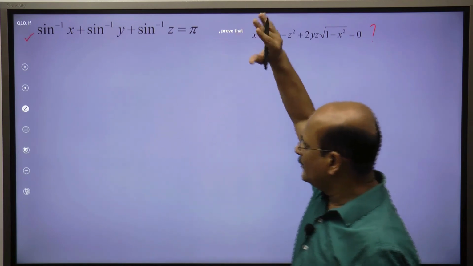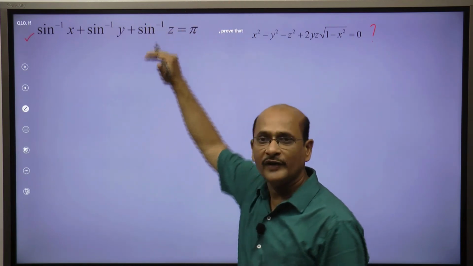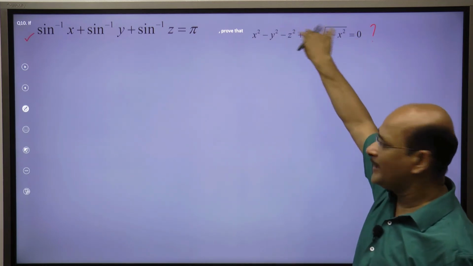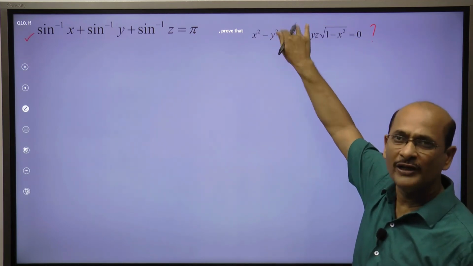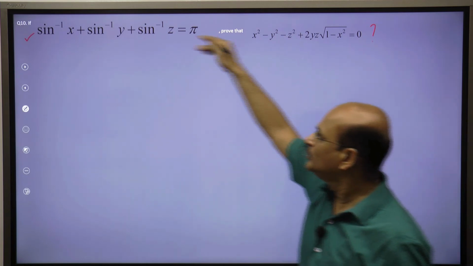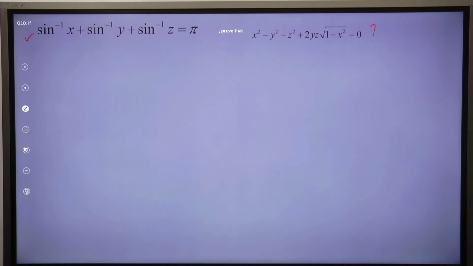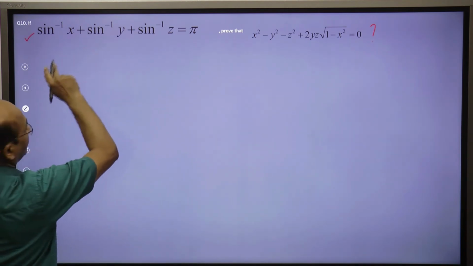In this case, they had given the equation in terms of inverse ratios, and they are asking us to prove completely in terms of plain variable format. There is no inverse things existing over here, right? So let us see what I can do over here and see how I work it out. Okay, so first thing, this is what is given.